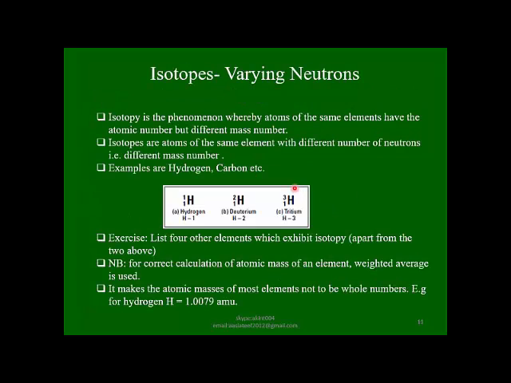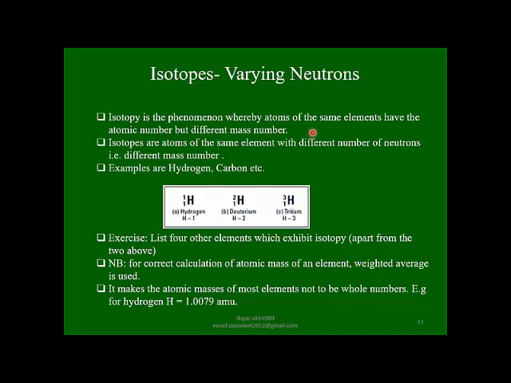So we are going to the concept of isotope now. What is isotope? What is isotopy? Isotope just means varying neutrons, but scientifically and properly said, let's determine isotopy first. There is a phenomenon that is responsible for this. So isotopy is the phenomenon whereby atoms of the same element have the same atomic number but different mass number. We should not forget that the mass number is the total mass in the nucleus, which is the addition of the proton and the neutron.